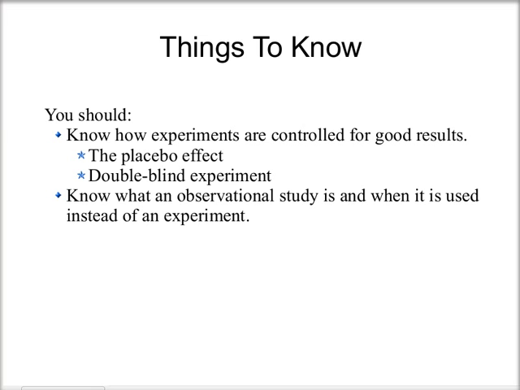That finishes up Chapter 7. The things you should know for this section: You should know how experiments are controlled for good results. We have to take into account the placebo effect, and a double-blind experiment is the best for getting good results. You should also know what an observational study is and when it is used instead of an experiment.